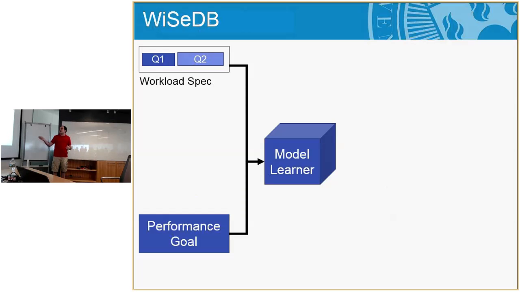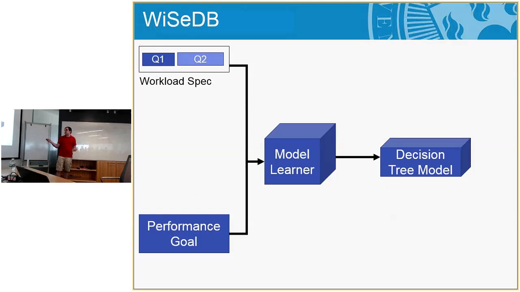Essentially, the user gives a workload specification. They say, I've got these 8 types of jobs, and here are their associated latencies. And they give a performance goal, some function that says, if you get them done with this latency, it'll cost this much. So those 2 pieces of information are provided by the user and fed into the model learner. The model learner then looks at that, does some computation, and comes up with a decision tree model.